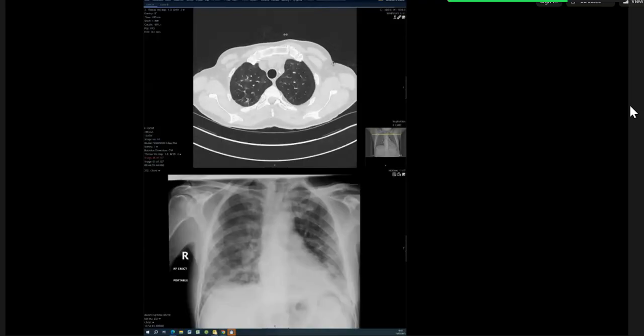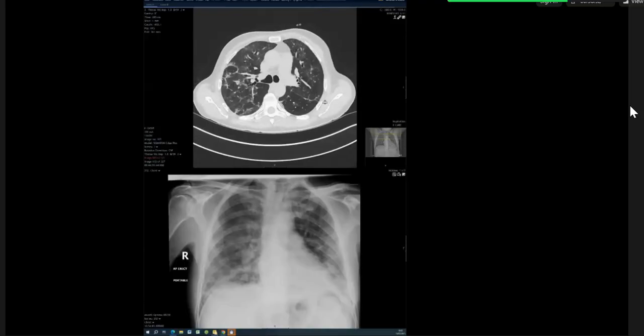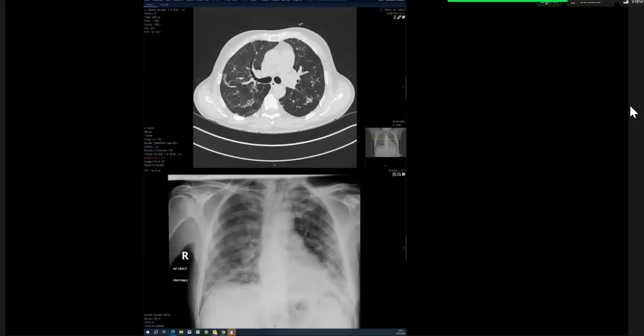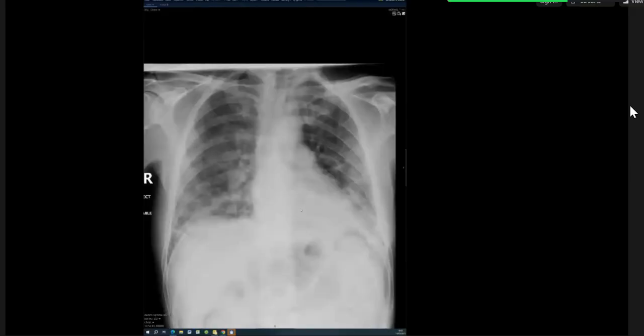Wegener granulomatosis may be one of the causes. Okay, so Wegener is a term no longer used. It's now called granulomatosis with polyangiitis. Polyangiitis, I'm sorry. Yes. So in the previous one, you were right to think of Wegener's.